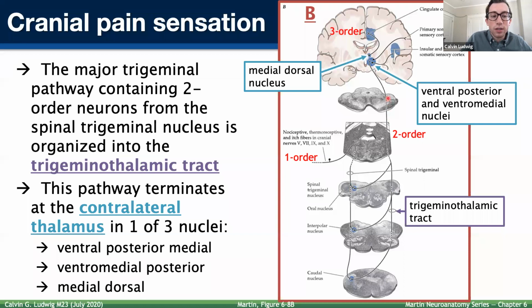A lot of big words in this talk. And then these second order axons terminate at the contralateral thalamus. So they do cross over. Notice where the first order neurons are coming from, and then on the contralateral thalamus is where they're ending up. And then just a small point, they go to one of 3 nuclei in the thalamus: the ventral posterior medial, the ventral medial posterior, or the medial dorsal. My goodness. Okay, I pointed those out here in teal.